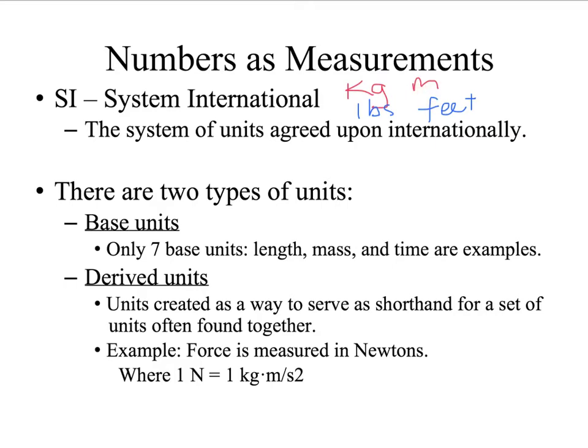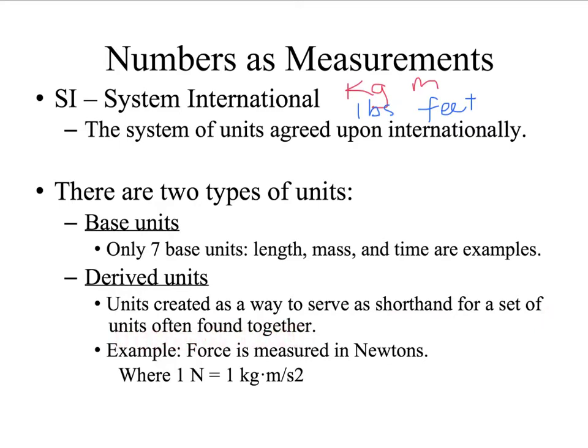So there are two basic types of units. There's base units and derived units. So base units are just units that you directly measure, like length, mass, and time. You can't break them down in any way. Derived units were created as a way to serve as a shorthand or a shorter way to write a set of units often found together.